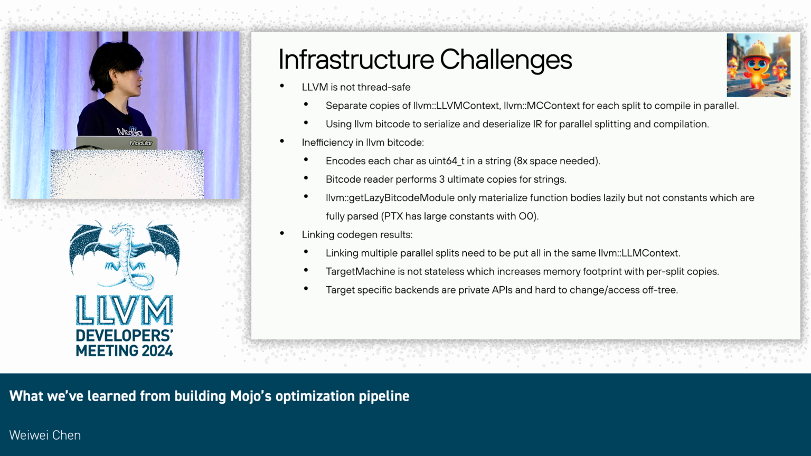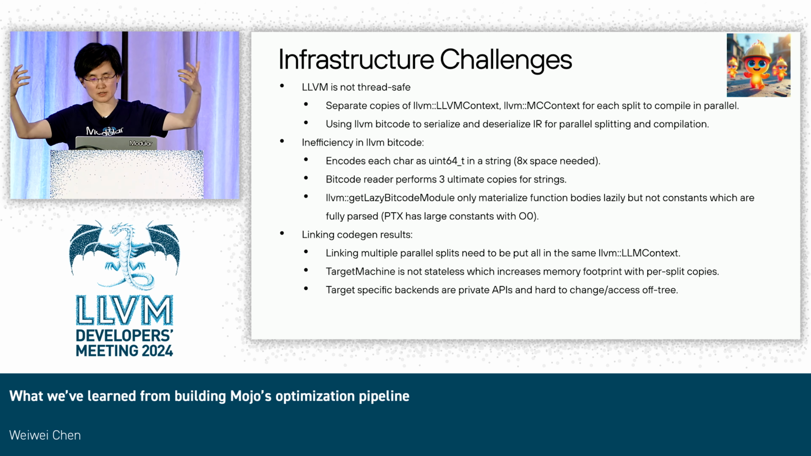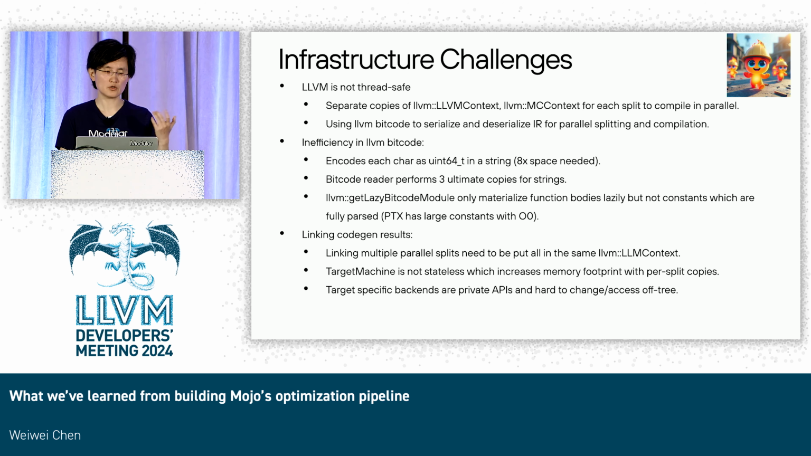We do run into a bunch of infrastructure challenges while trying to parallelize LLVM. First of all, it's because LLVM is not thread safe. So for things like LLVM context and MC context for optimization and CodeGen, we have to make sure that we have separate copies for each split when we run the compilation in parallel. And we have to make sure that the IR are being moved into those contexts in an efficient and also safe way. So we actually use LLVM bitcode to serialize and deserialize those IRs for the migration between different contexts.